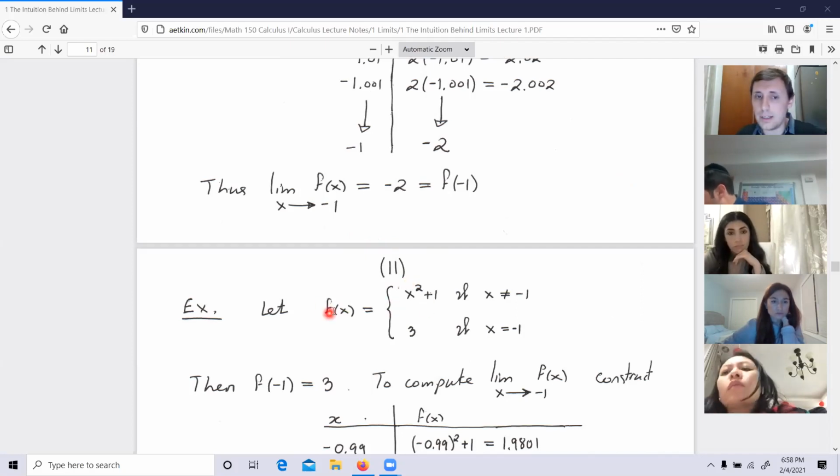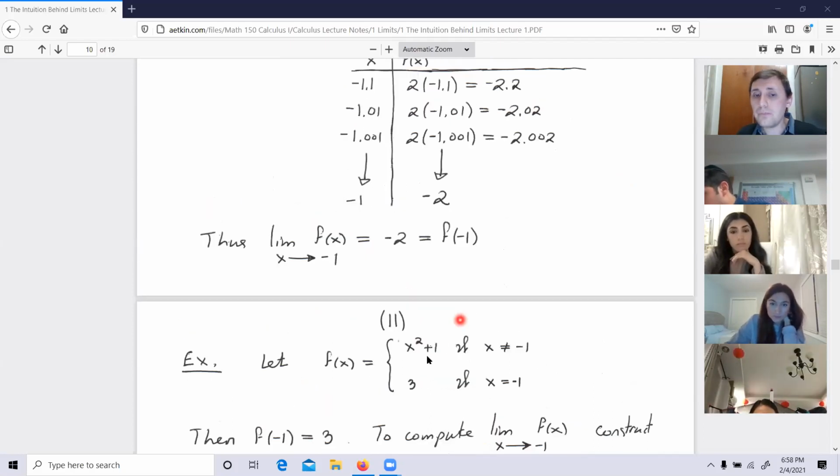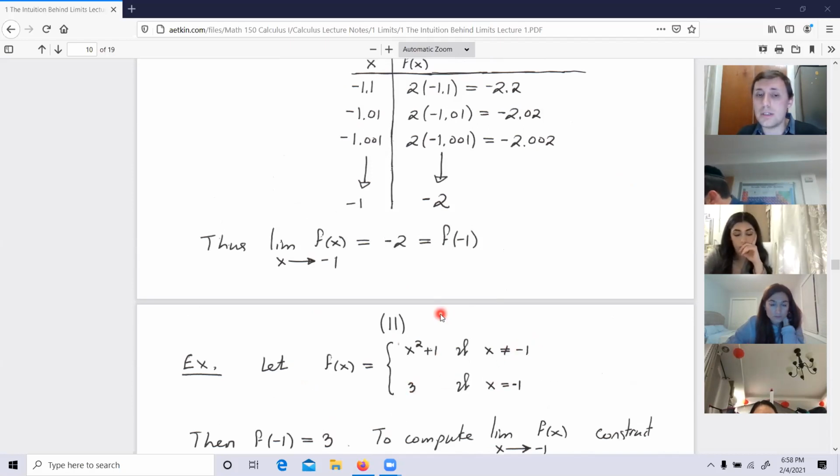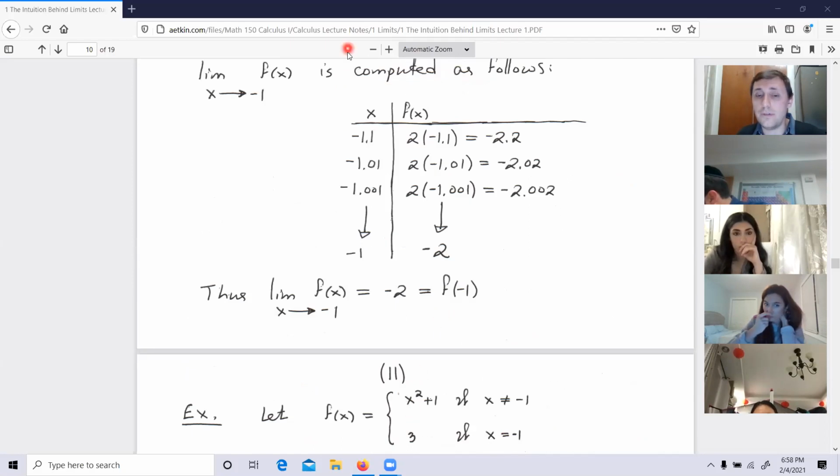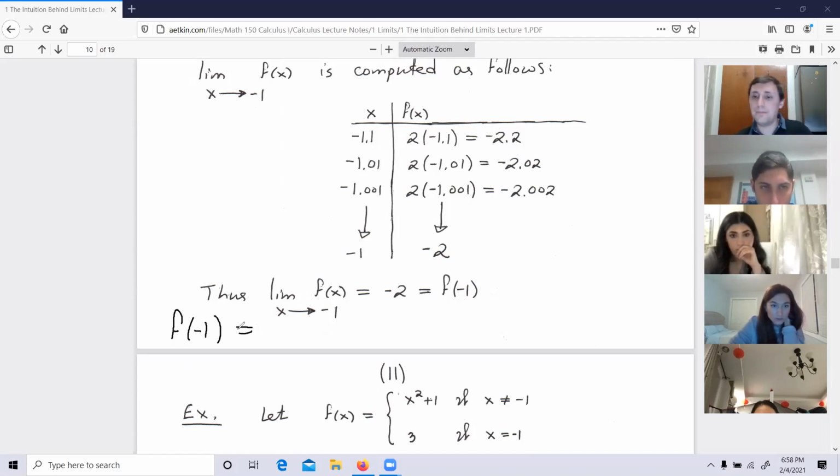You see this, guys? This function is f of x equal to x squared plus 1 if x is not equal to -1, and it's equal to 3 at -1. So clearly, what is, by the way, for this function, f of -1? Help me. 1 minus x squared. Well, careful. We use this formula if x is not equal to... Oh, 1. I'm sorry. So the answer is 3. You see, the answer is 3.